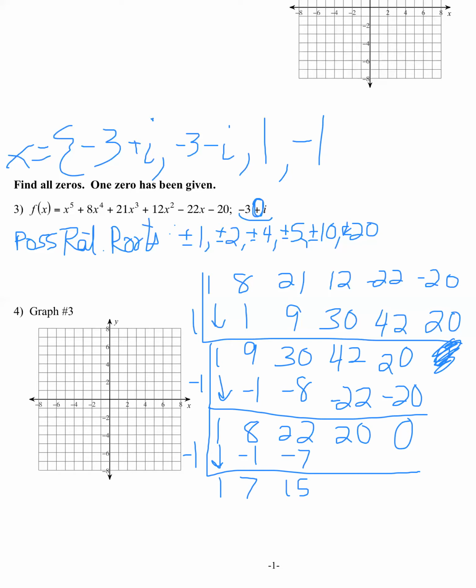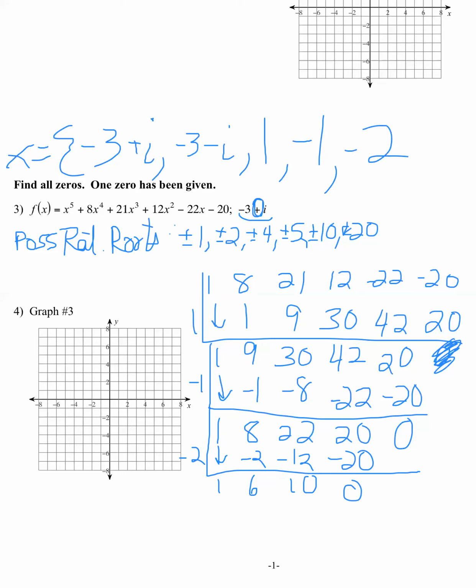No, that's not going to work. So -1 does not work. Let's try -2. Yes. All right, so -2 is my last one.